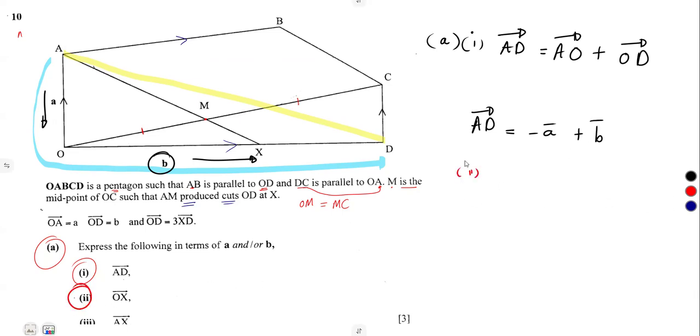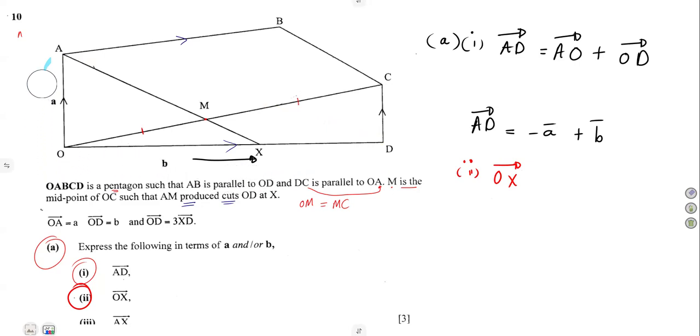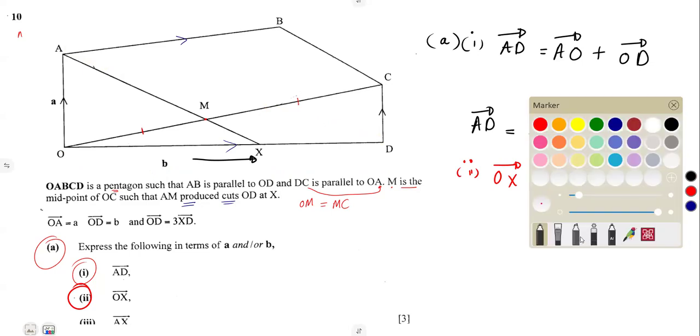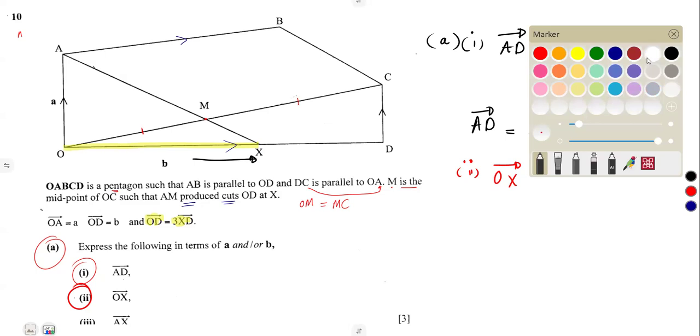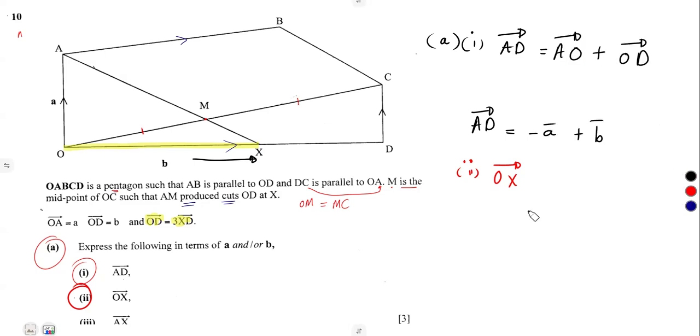And item 2, vector OX. So let us consider the route that we can take to obtain vector OX. From O to X, this is our point O and this is X. This is it here, O to X. Remember, they gave us a ratio between OD and XD. This is collinear, from the same line. Let us consider that ratio.